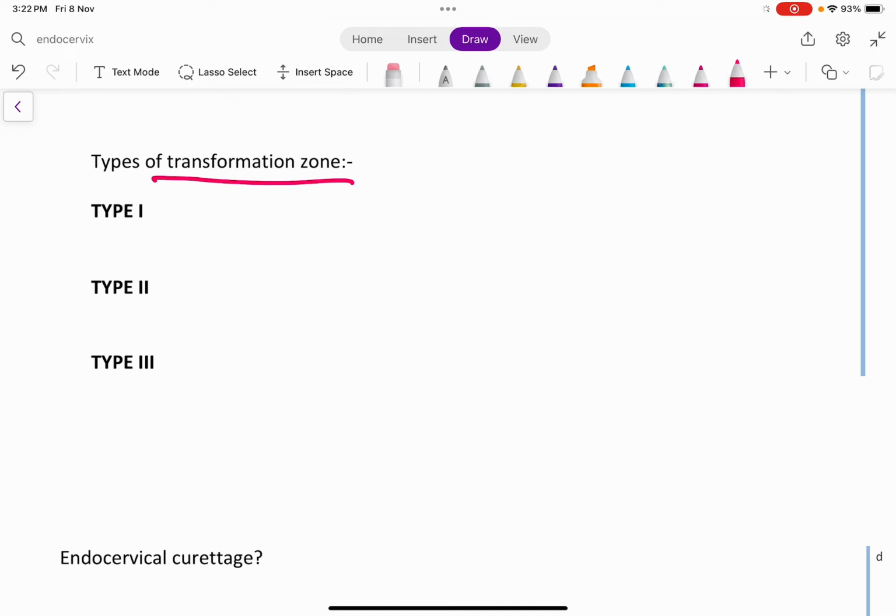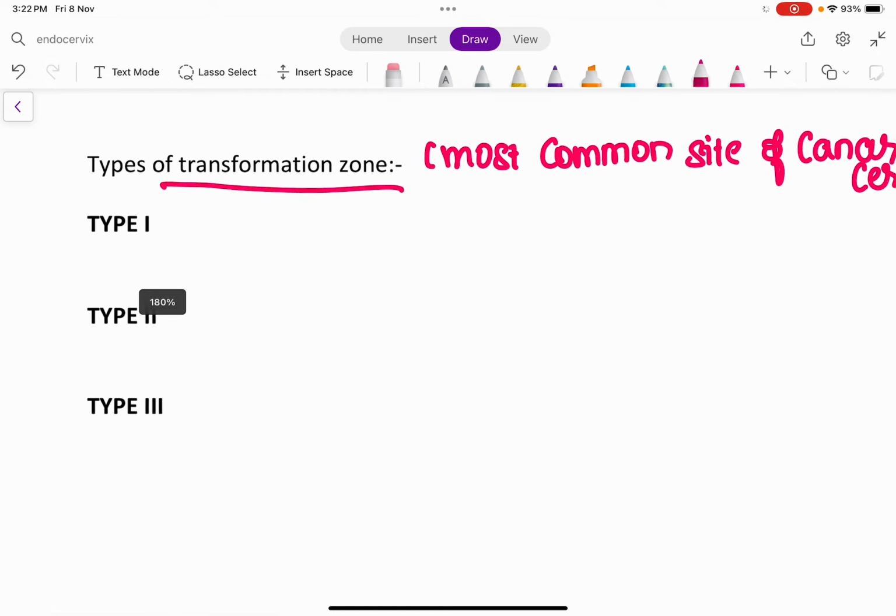Second most common cancer to occur in the cervix is the adenocarcinoma. Is it clear? So transformation zone is the most common site of cancer cervix. Is that clear? Yes. So transformation zone is the most common site of cancer cervix. So in transformation zone we have three types: type 1, type 2 and type 3. So let's discuss about that.